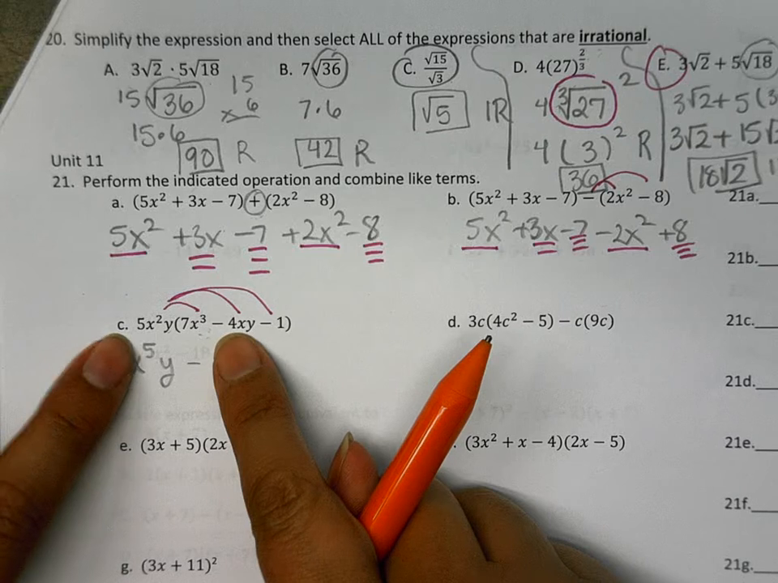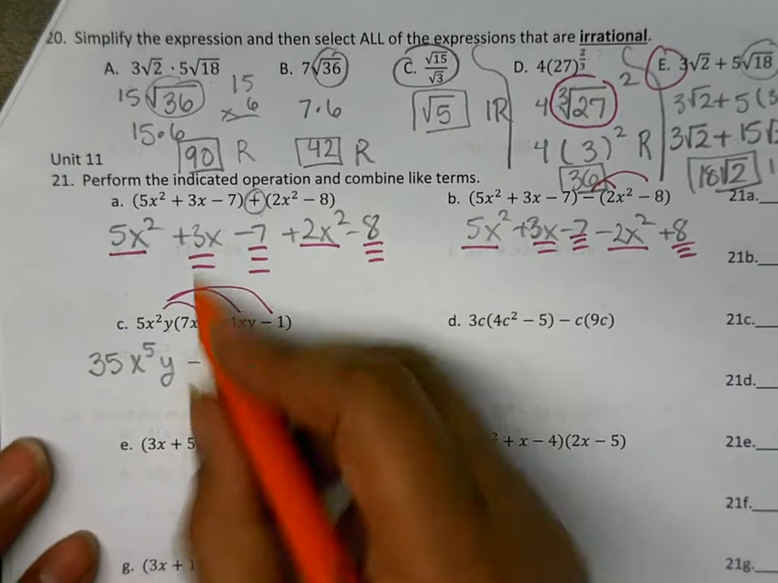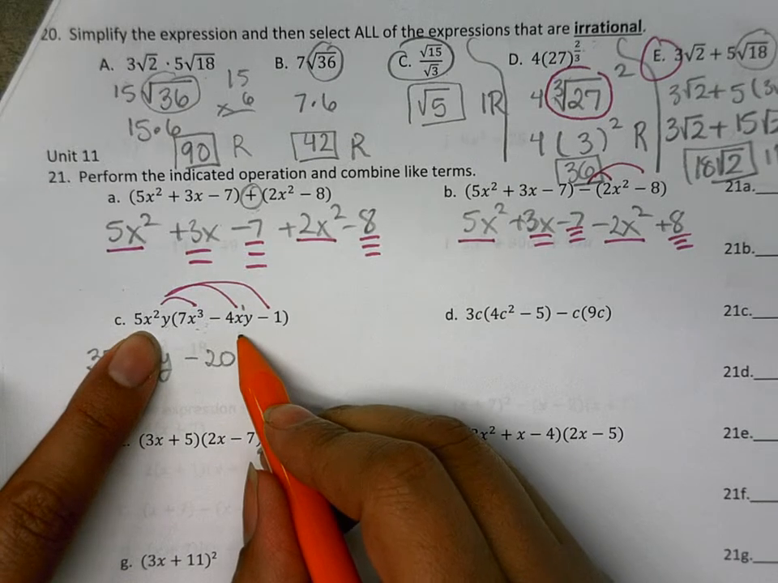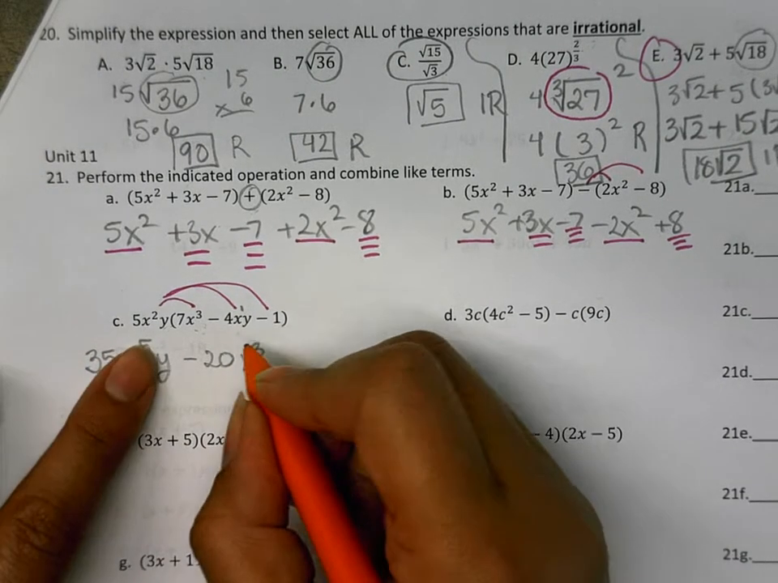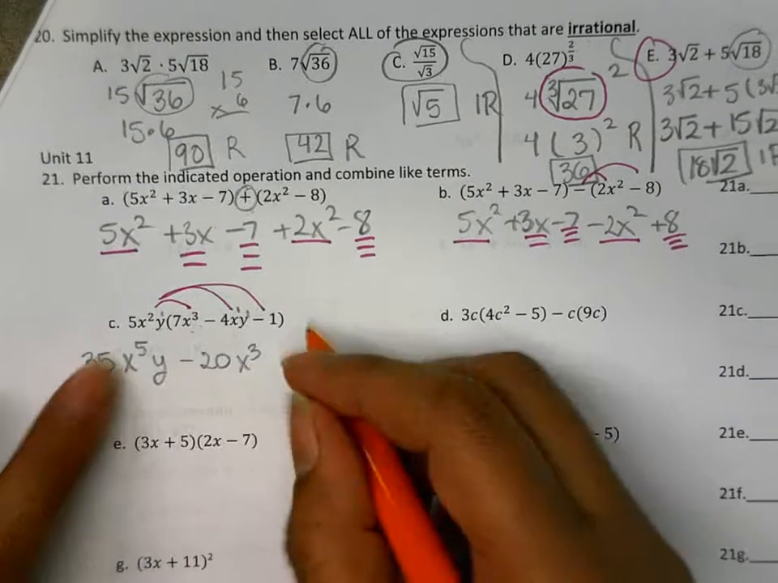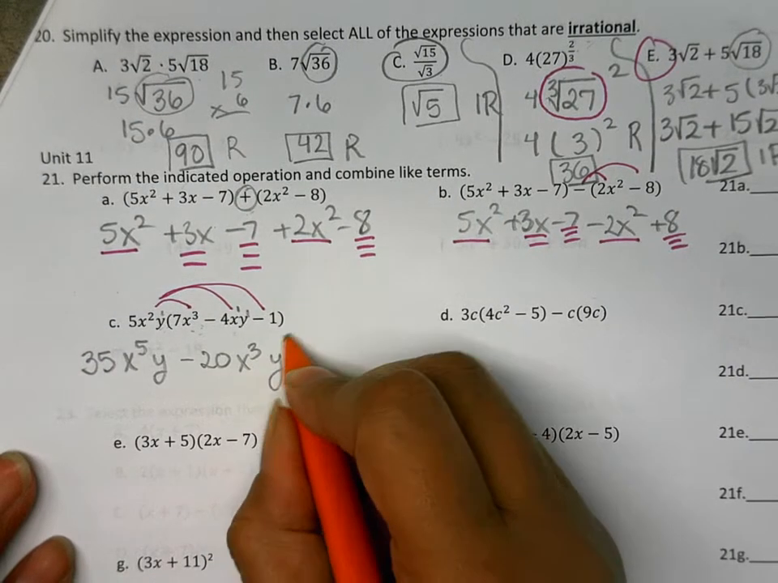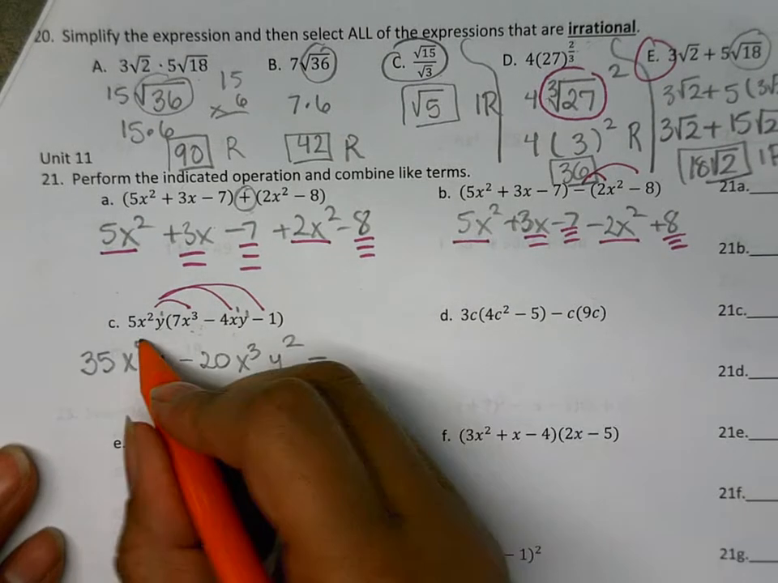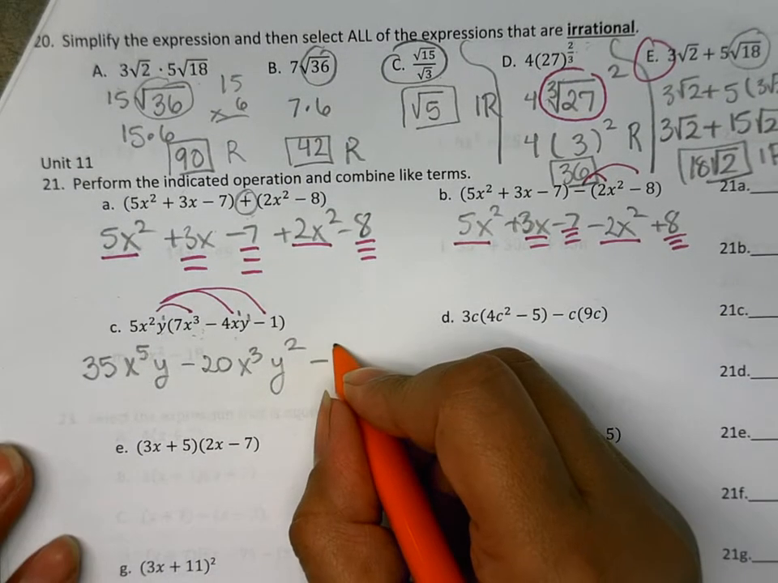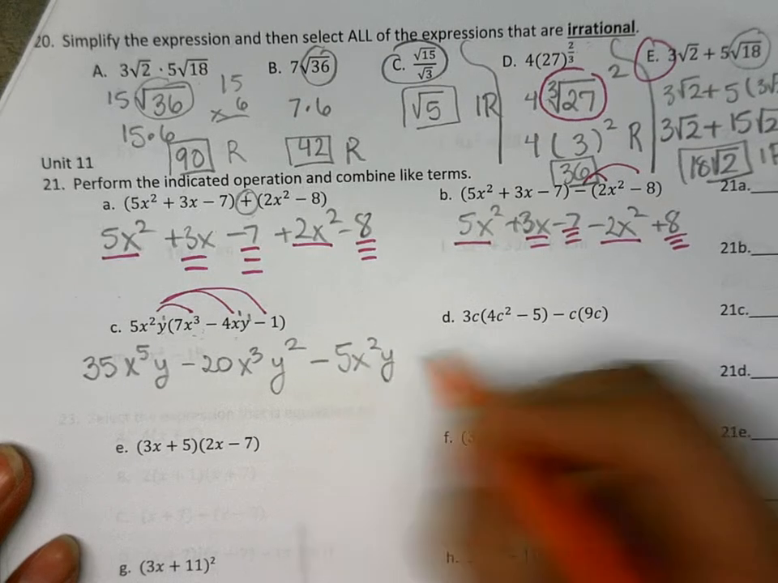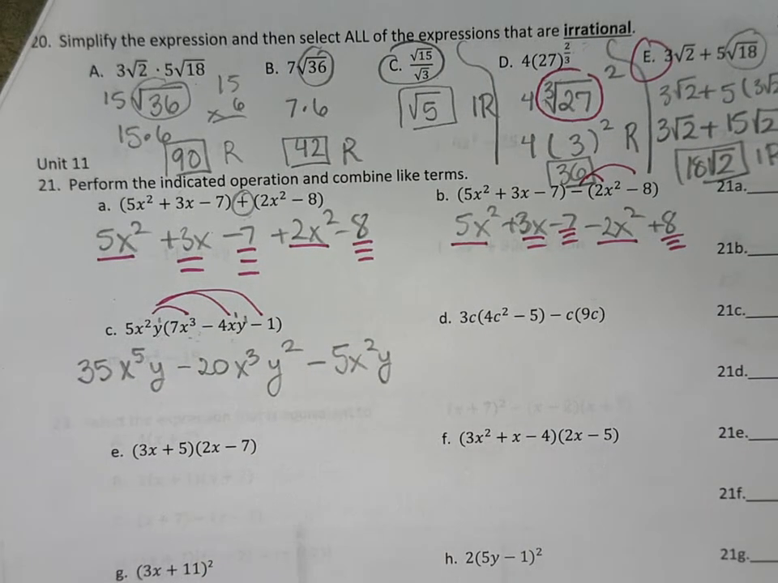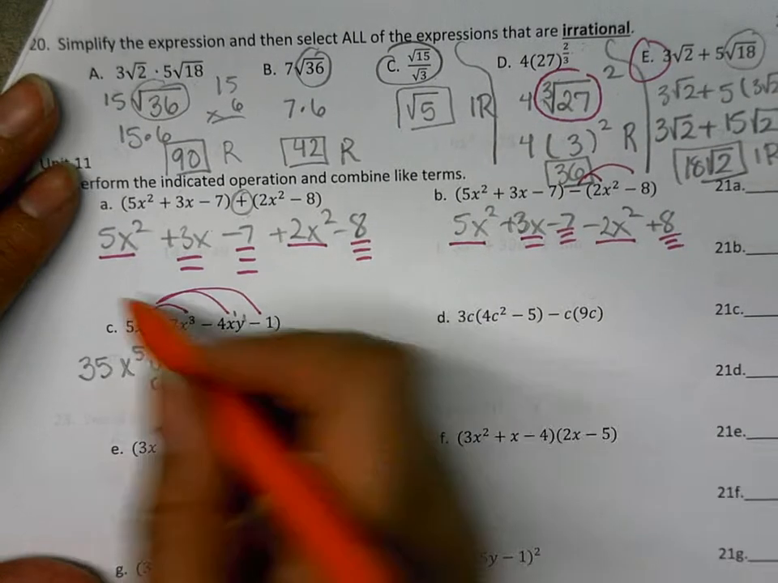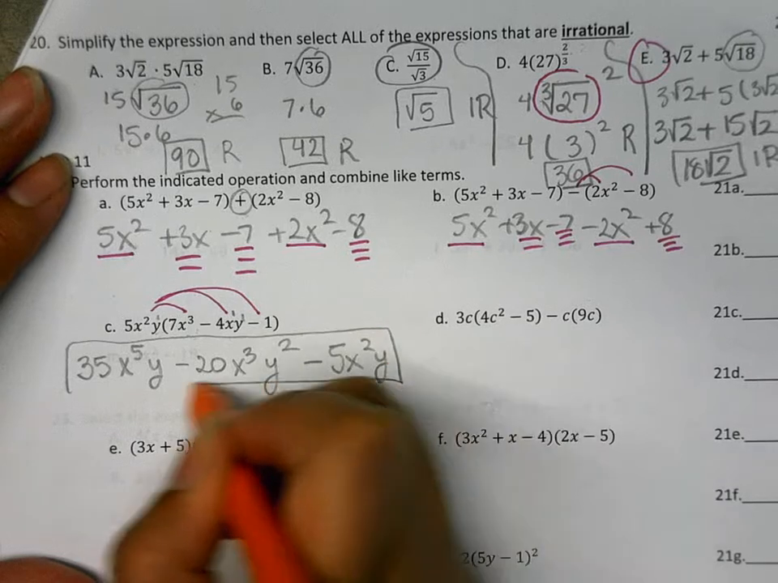Minus 5 times 4, 20. X and x squared, remember there's a little 1 there. What is that? X to the third. And y times y, there's little 1s on both of them, so that becomes y squared. Good job. Minus, what is 5x squared y times 1? 5x squared y. And are there any like terms? If this is x to the fifth y, x cubed y squared, and x squared y, any like terms? No, this is your final answer.